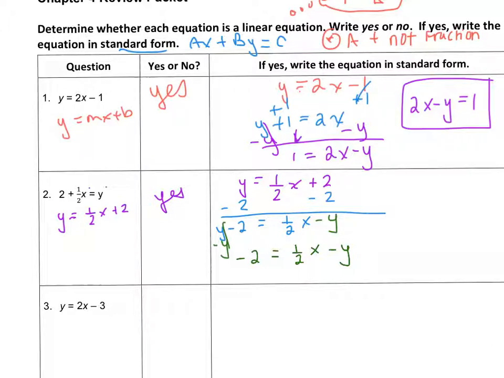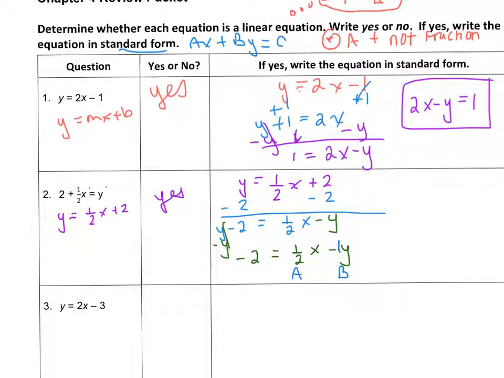There's more than one way of doing this. You could have subtracted the 1/2 x, and then you would have had to multiply by a negative. But I'm trying to find the quickest way of doing it. In this case, I'm not properly in standard form because a is a fraction. B is understood to be 1.